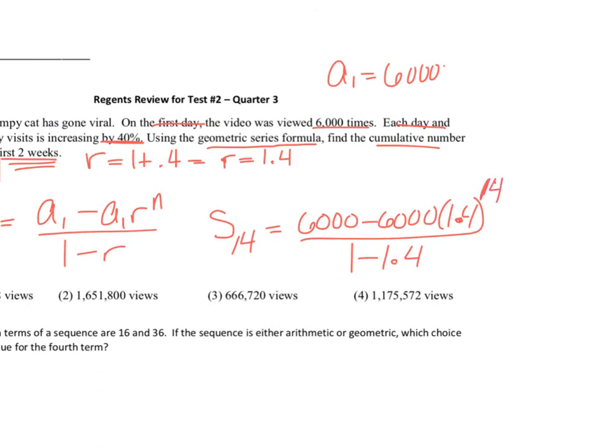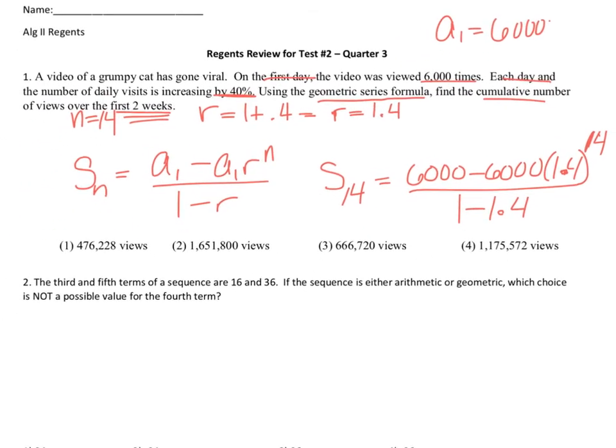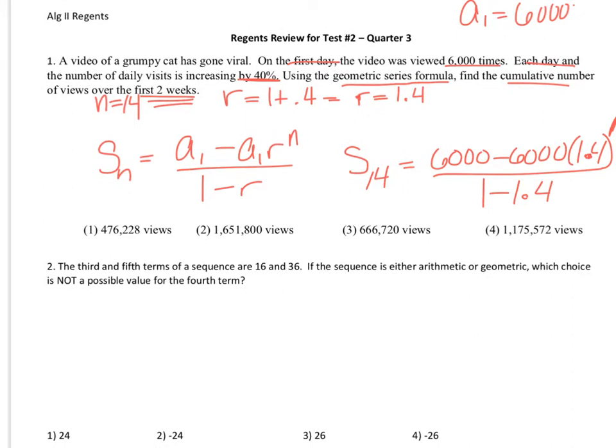Okay, and I'm going to type this whole thing into my calculator. I usually use alpha y equals for this. And then you end up getting an answer, and that answer is, I'm just typing it into my calculator, choice 2.